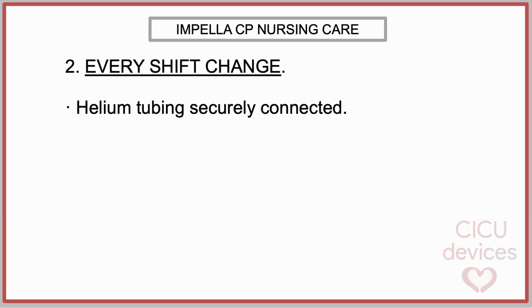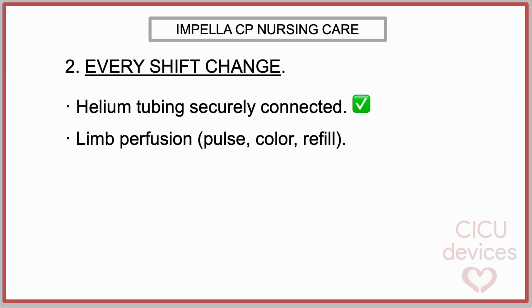Ensure that the helium tubing is firmly attached to both the catheter port and the console connection. Also inspect the entire tubing pathway to prevent obstruction or undue stress on the catheter. Assess limb perfusion. Compare the limb with the contralateral extremity to detect early signs of ischemia, check capillary refill, palpate pulses, or use Doppler ultrasound when necessary to assess arterial flow.